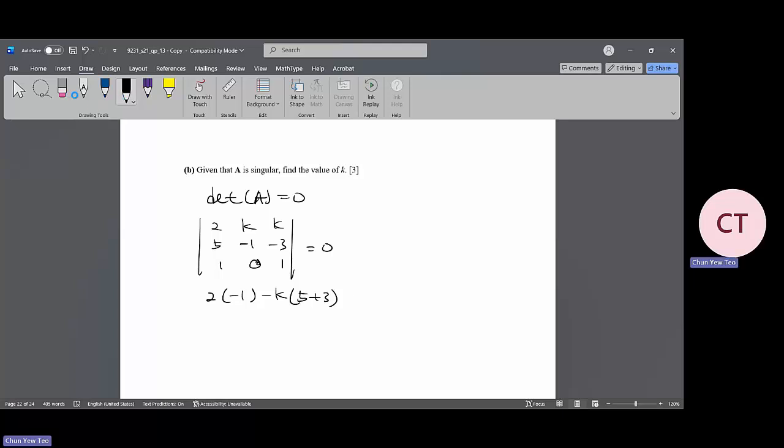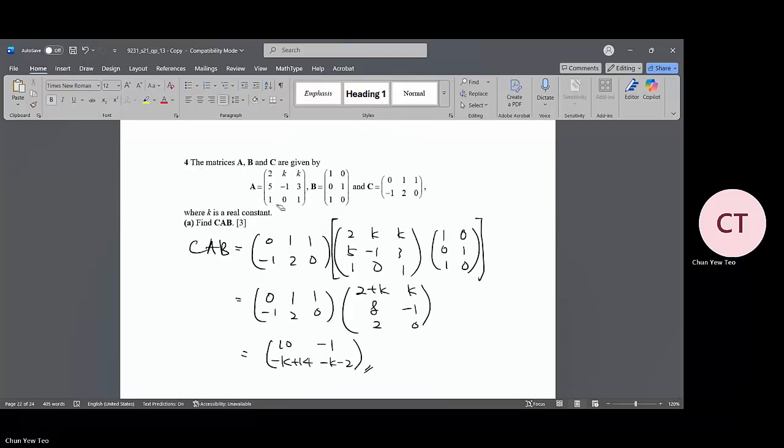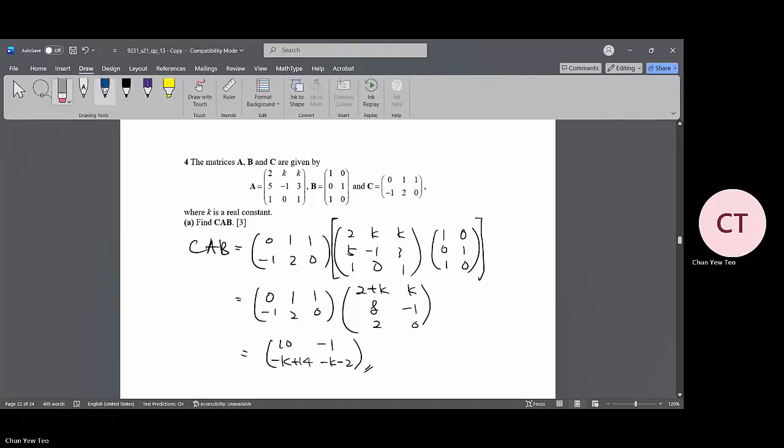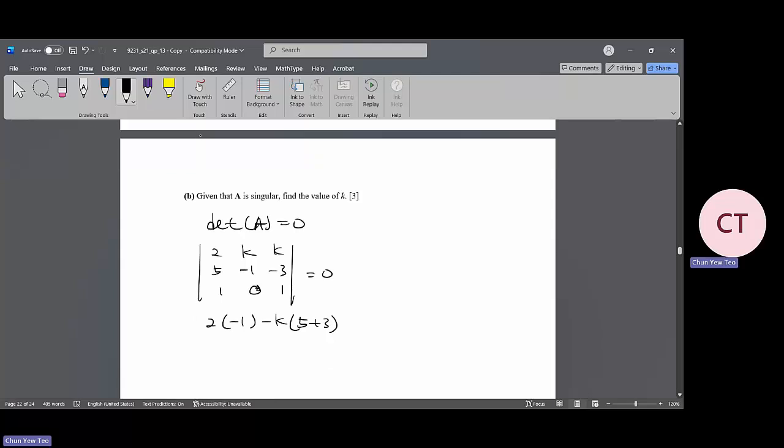Sorry, I copied wrongly. The A should be positive 3, not negative 3. So this is the positive 3. Then this one, it will be a minus 3. Then after that, we will have a K, which is a 1, equal to 0. So at the end, you get negative 2 minus 2K plus K equal to 0. And then you get K is a negative 2.